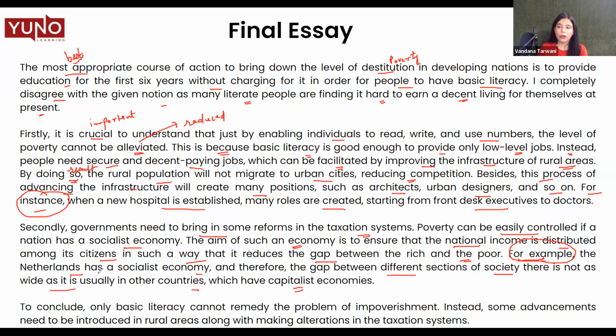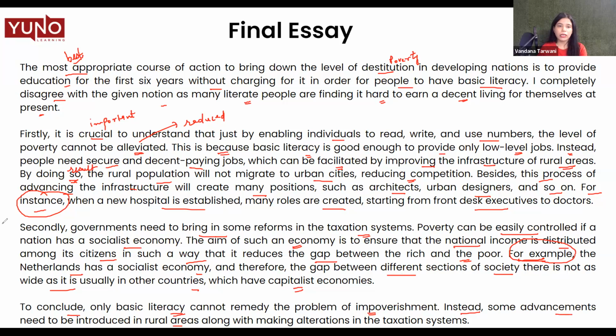And let's see how we are concluding it now. We are saying, to conclude, only basic literacy cannot remedy the problem of impoverishment, that is poverty. Again, we are giving the same opinion that we gave in the introduction paragraph. And then we are summarizing our body paragraphs. We are saying, instead, some advancements need to be introduced in rural areas, along with making alterations in the taxation system.